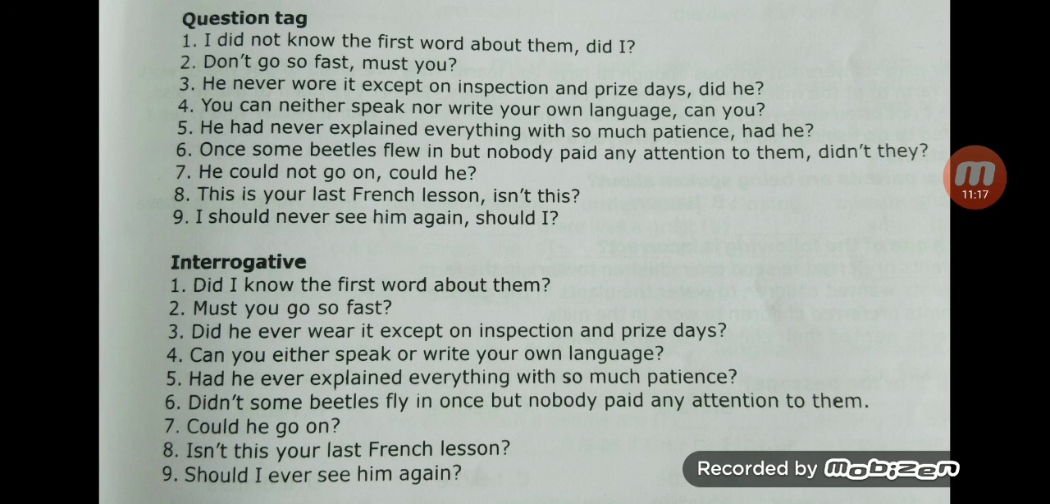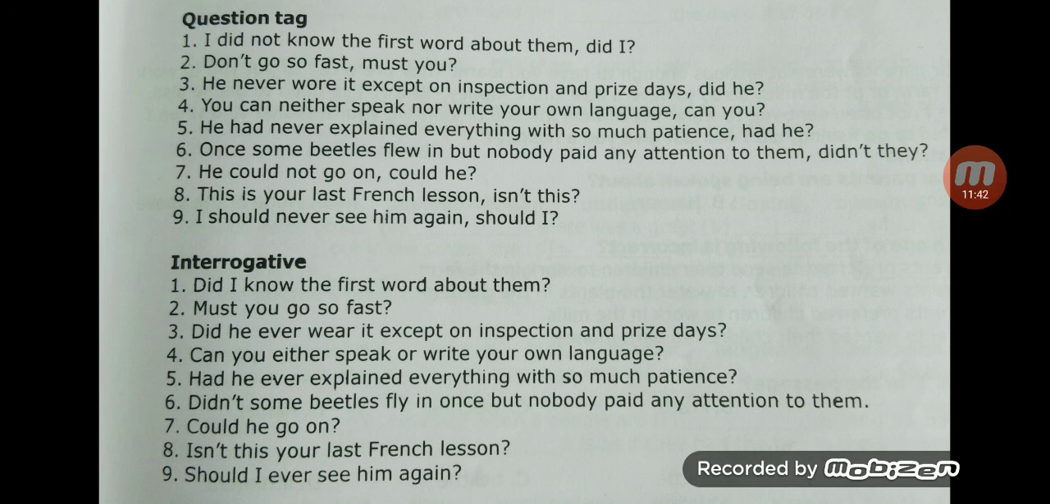The question tag was "did I." Now you have to make it interrogation. Did I know the first word about them? Clear? That way. Then what was the second question? Don't go so fast. What is the question tag? Now think in your mind. Must you? So what will be the interrogation? Must you go so fast? Like that. So this way you have to solve the interrogation.